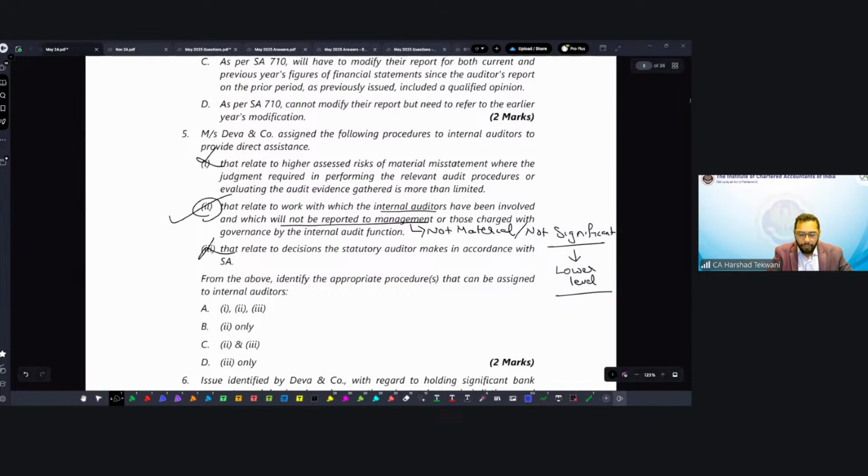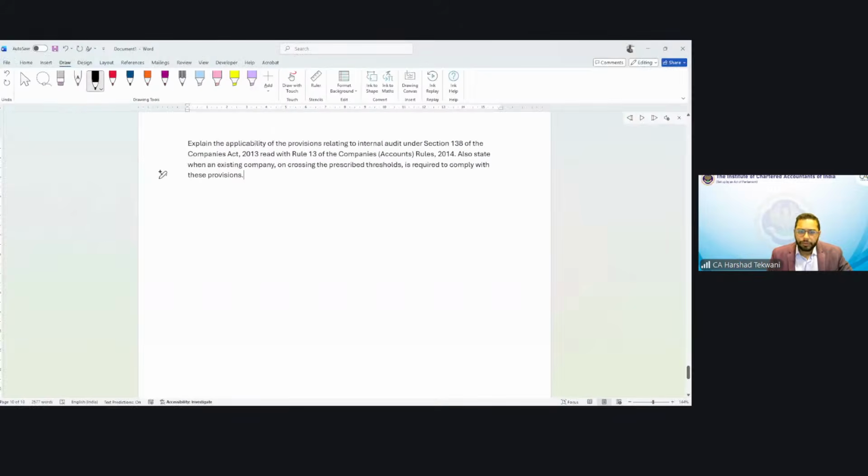Okay. Now we will take one more question. Very good question with respect to company law. Straightforward question, not difficult, but we will understand the provisions over here. The question is simple. Explain the applicability of the provisions related to the internal audit under section 138 of the Companies Act and Rule 13.